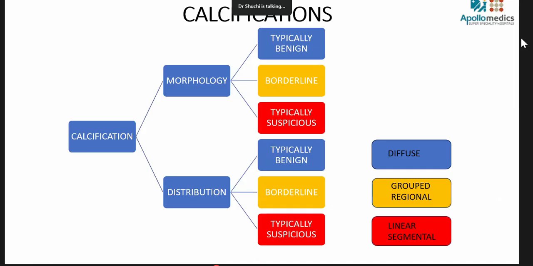If you divide the calcifications by morphology and distribution, morphology can be typically benign, then borderline, then typically suspicious. Again, distribution is also typically benign if it is diffuse, borderline if it is grouped or regional, and typically suspicious if it is linear or segmental.